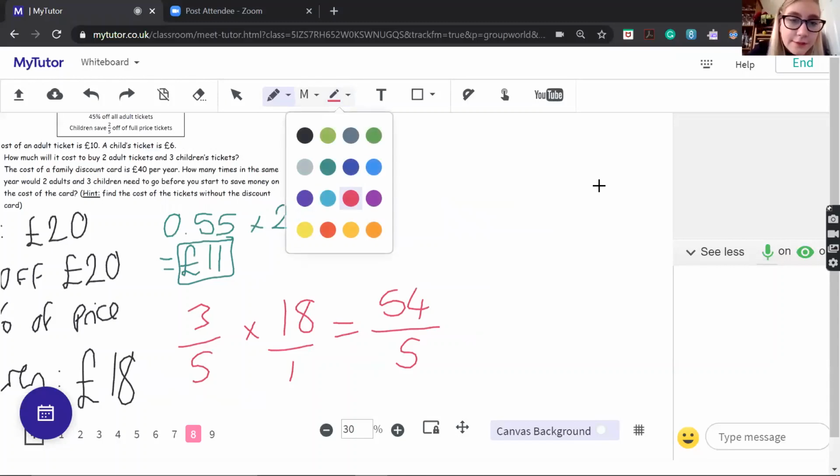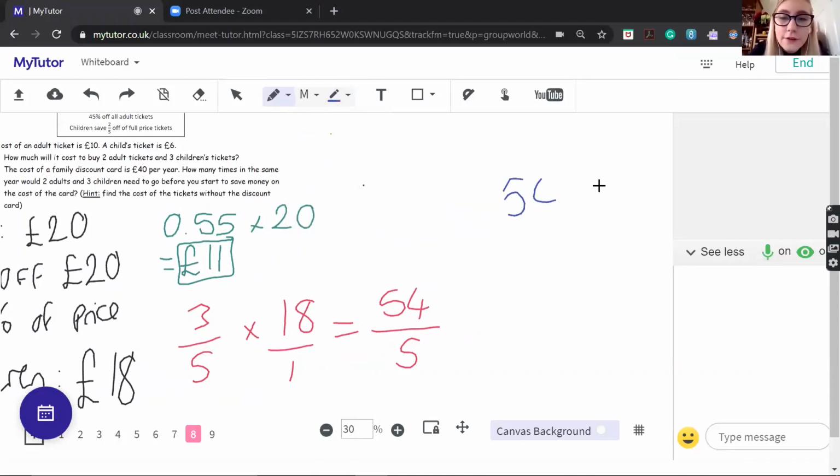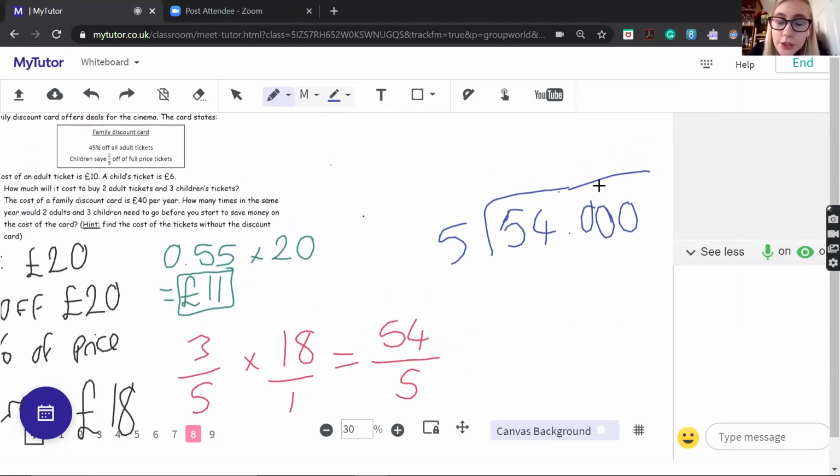54, let me do this in a different color again. 54 divided by 5. Put all of these decimals on here. So 5s into 5 go 1. 5s into 4 go 0 times. Remember to put the decimal place.